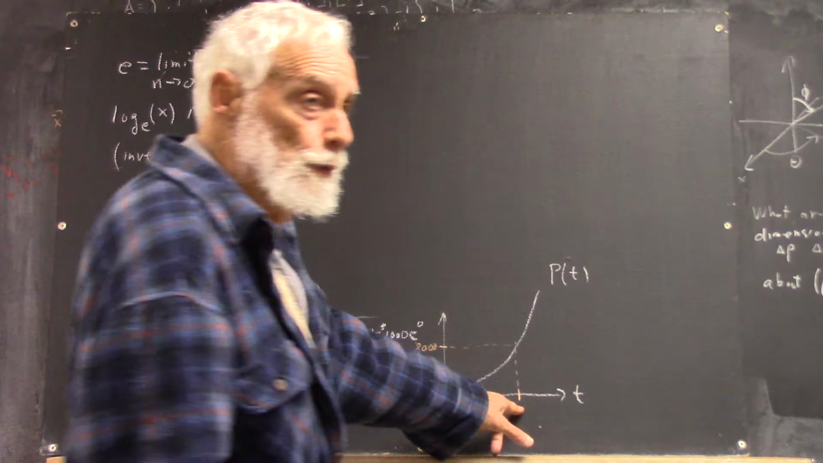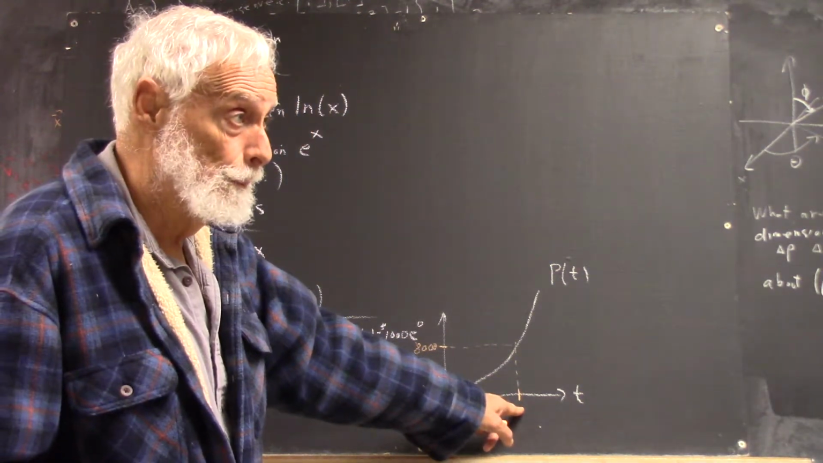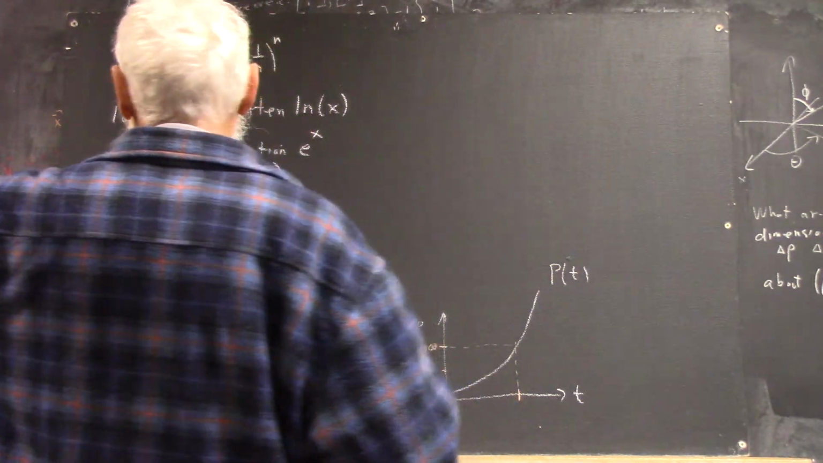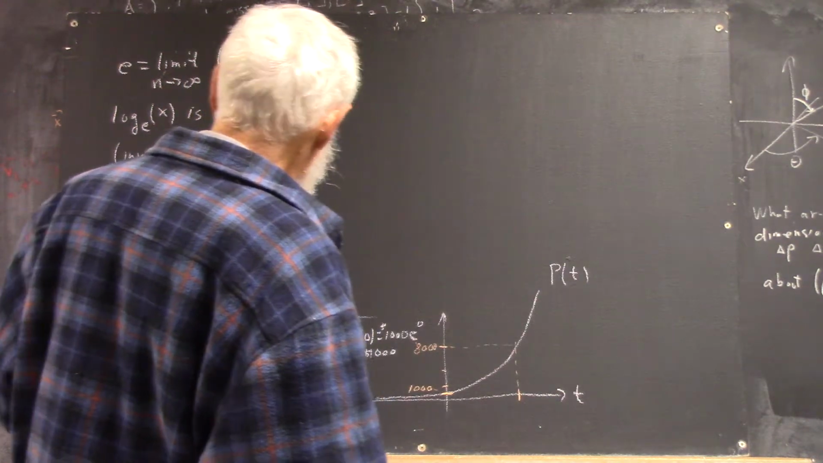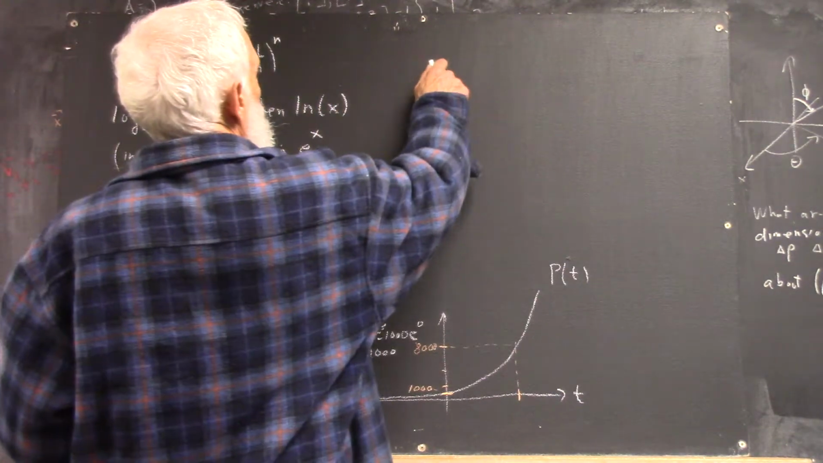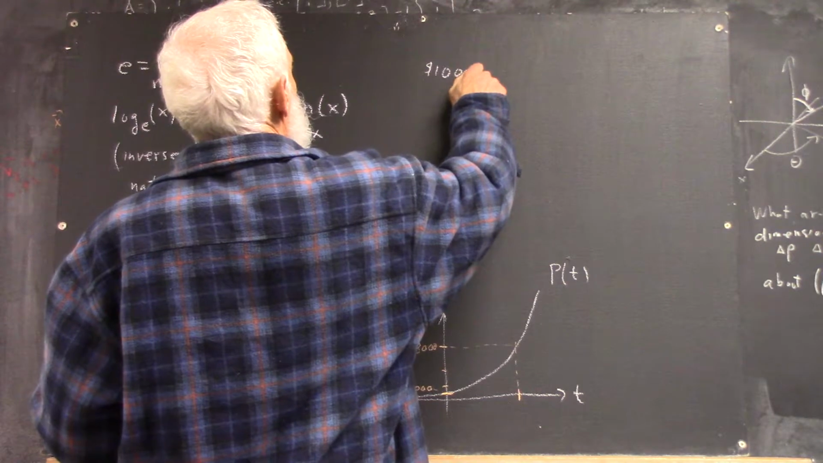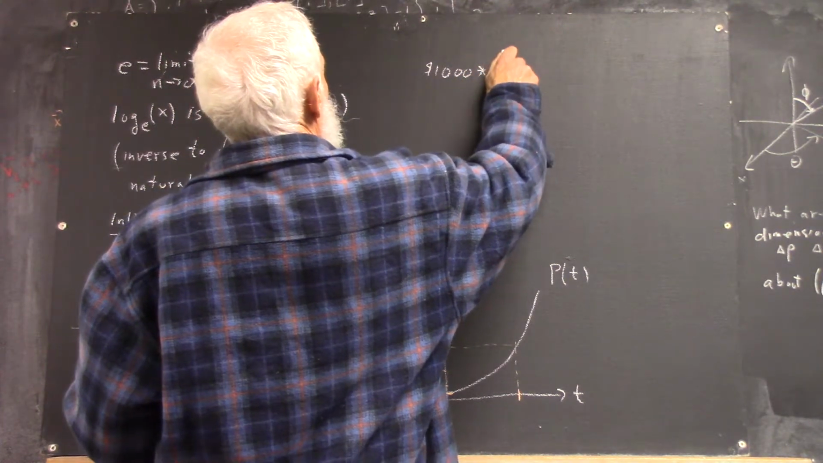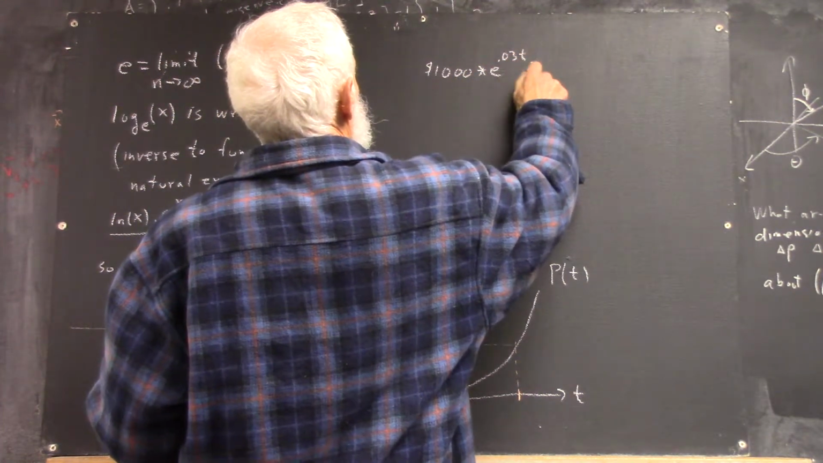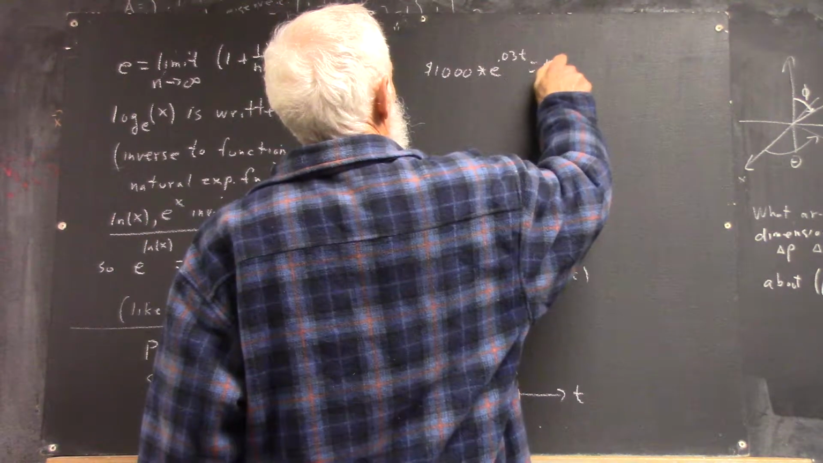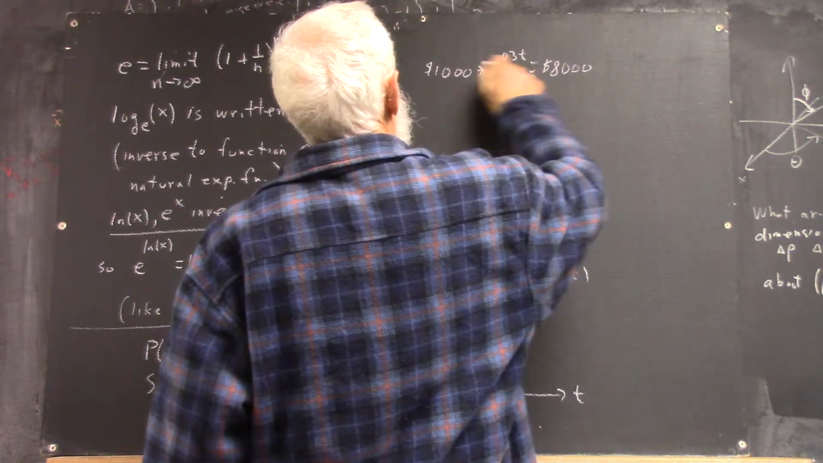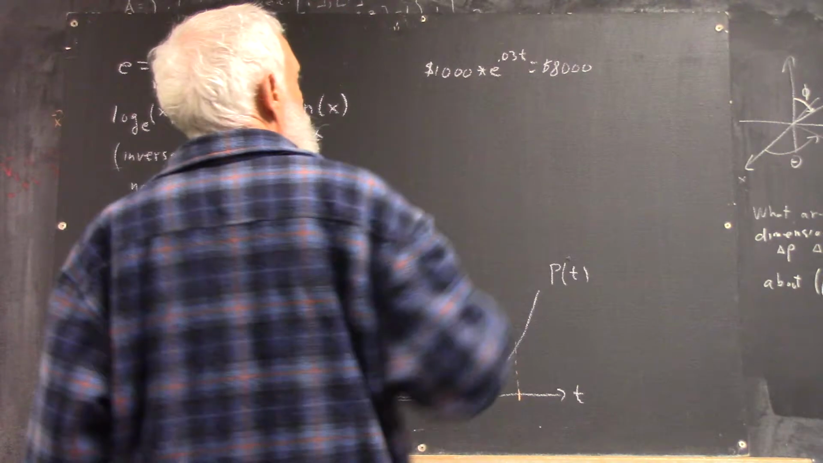Okay, so here's what you want to find, the value of t at this point. Now, we're going to solve the equation. The equation is P of t equals 8,000. Well, that means 1,000 times e to the 0.03t equals 8,000. Right?